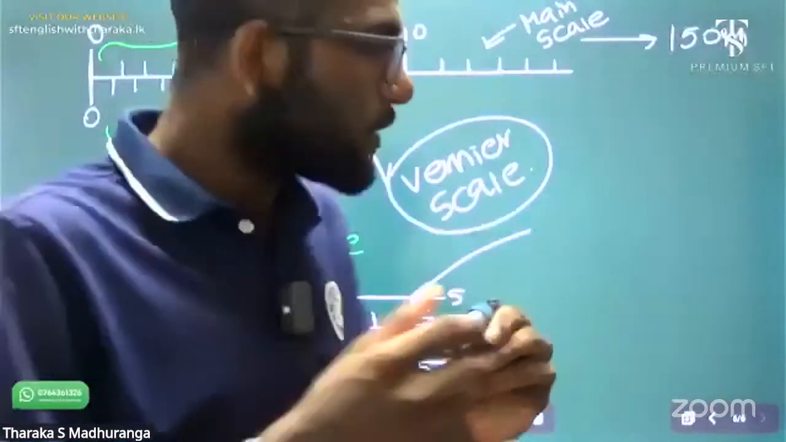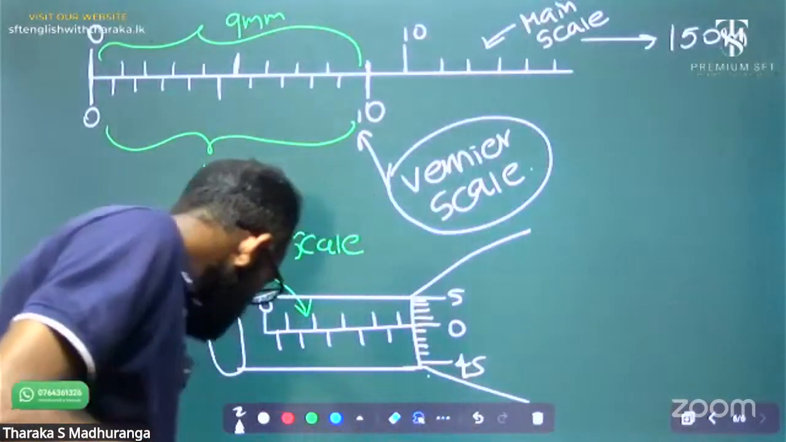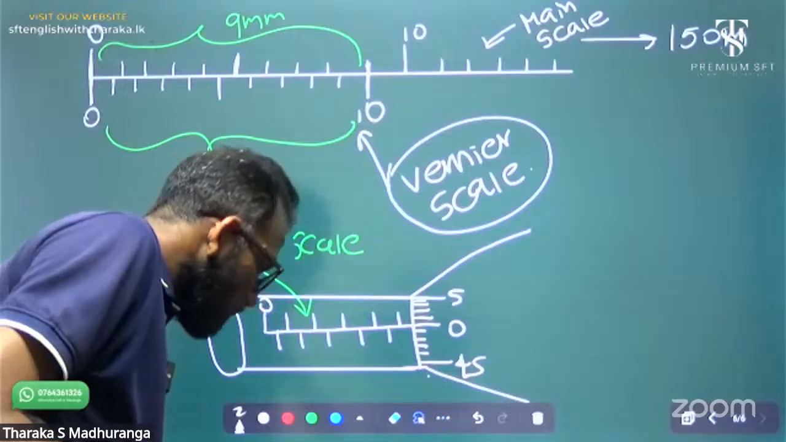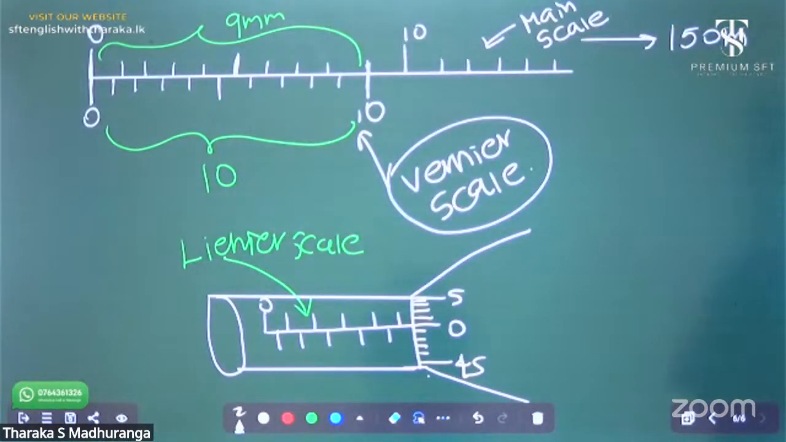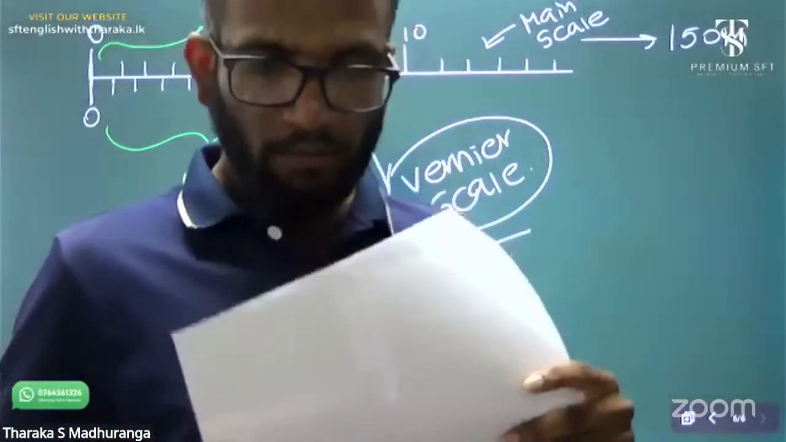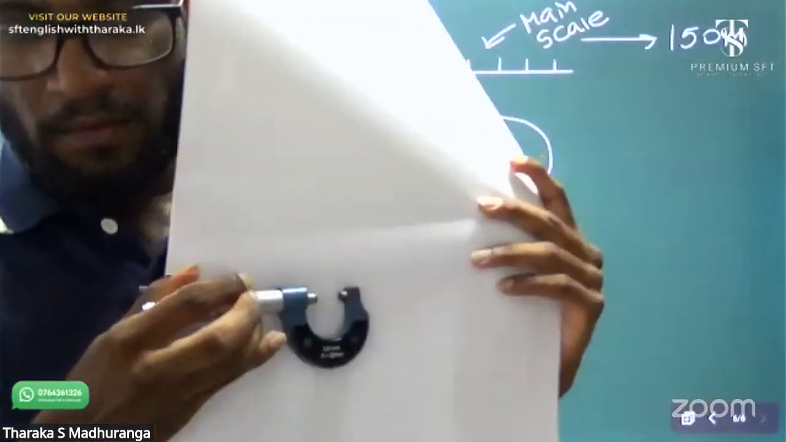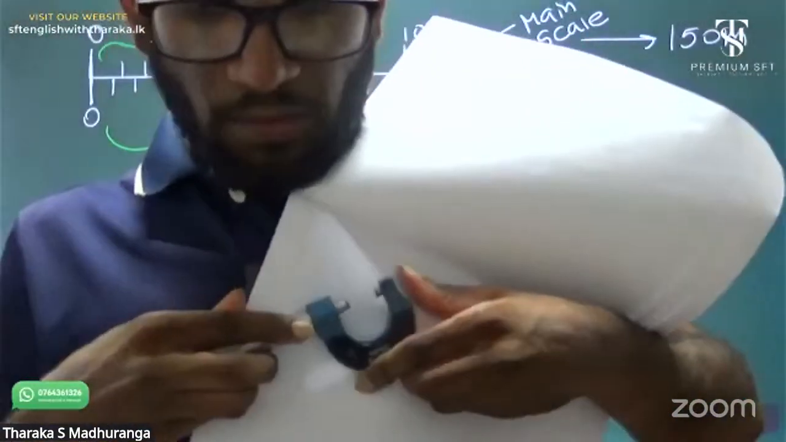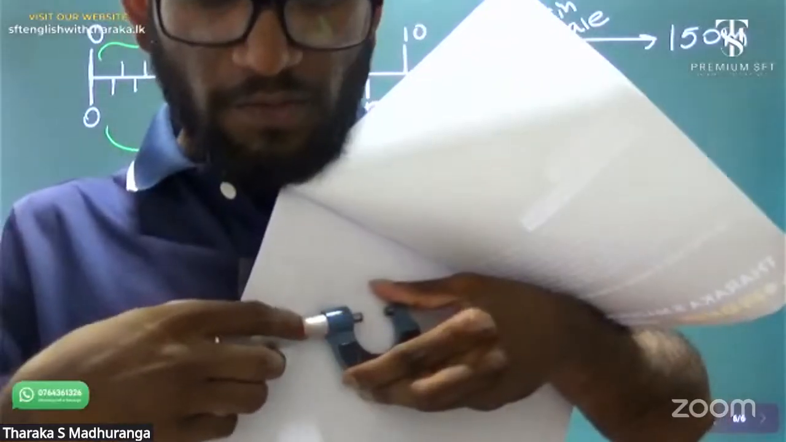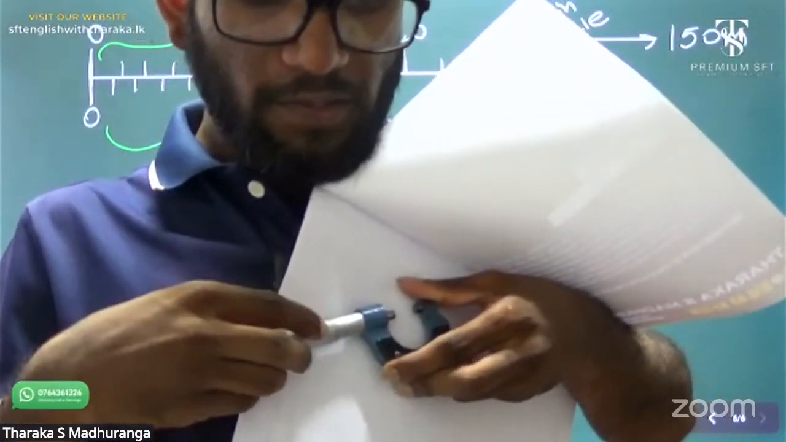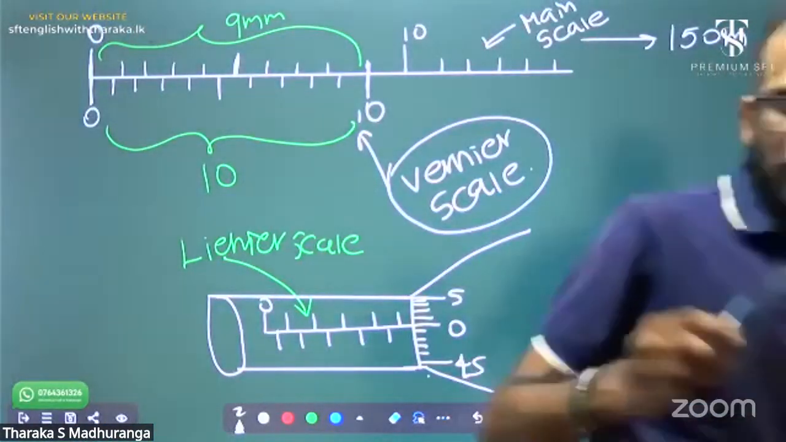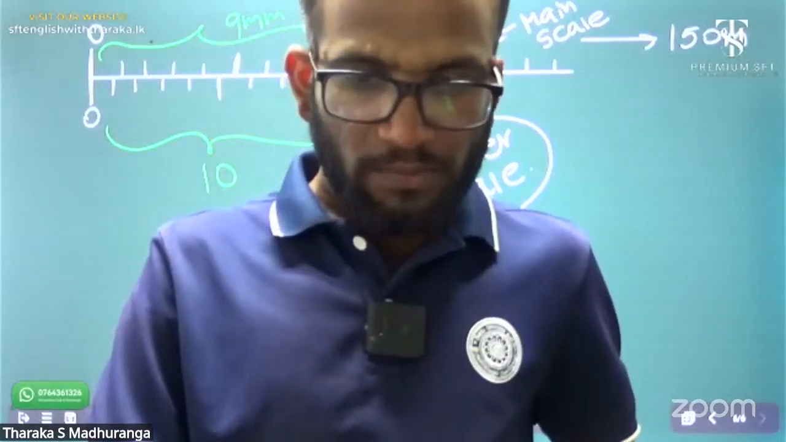See, circular scale. Can you see this? Okay, this is the instrument. This is a linear scale and this is a circular scale. Actually, this instrument is very small. I will show you a virtual one.